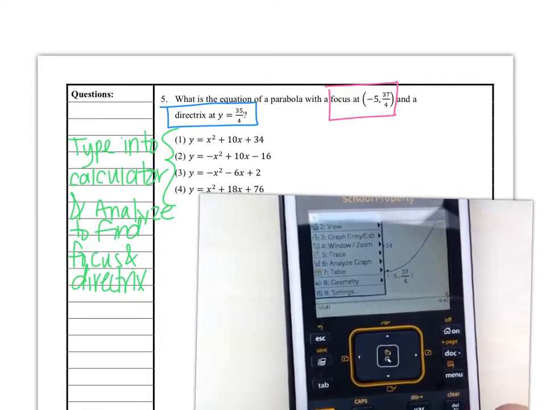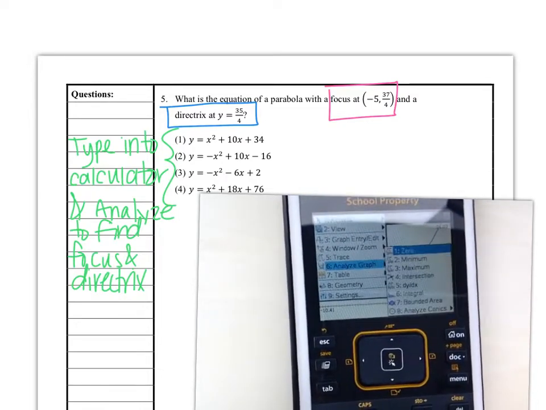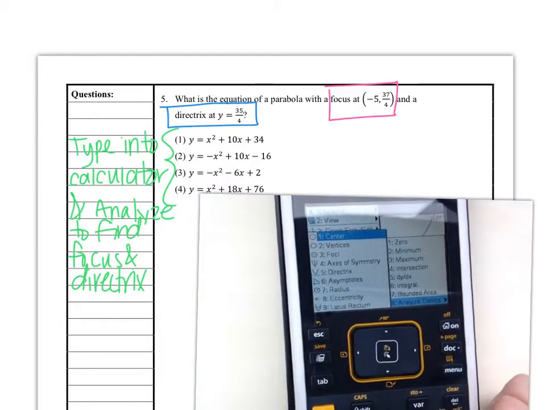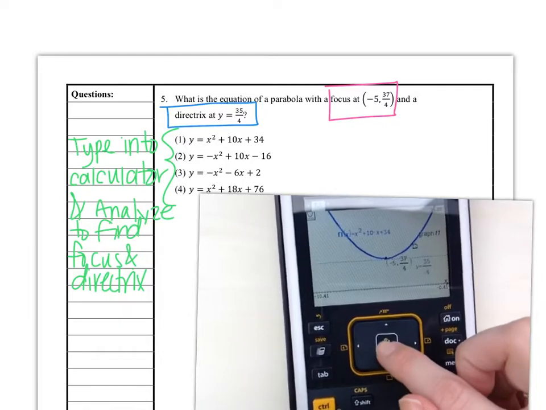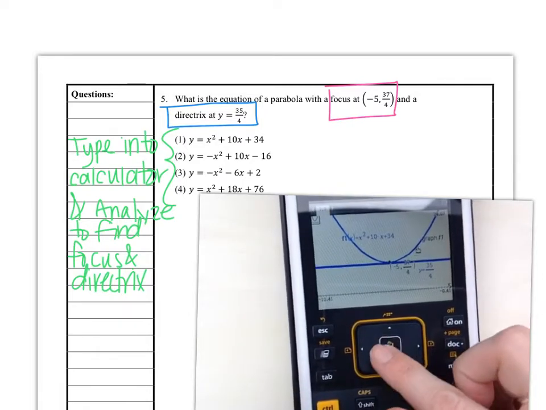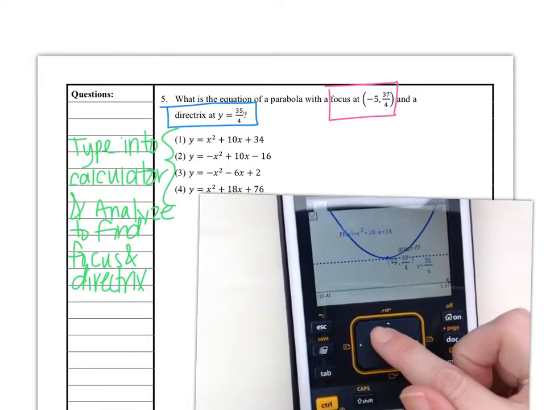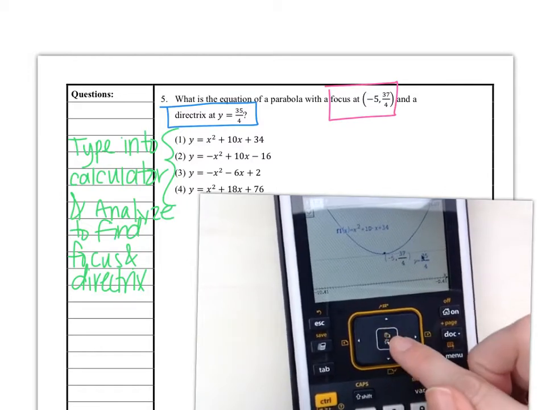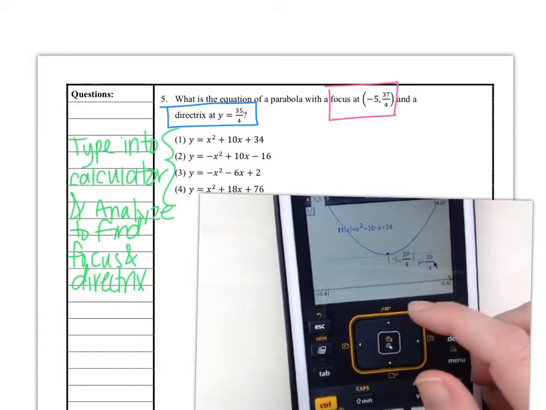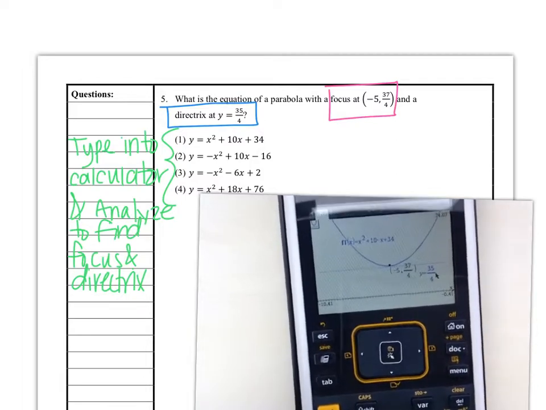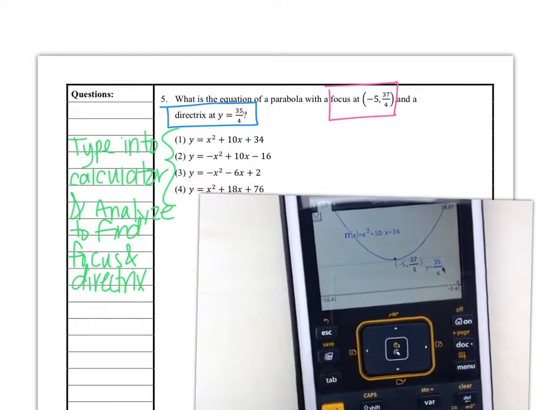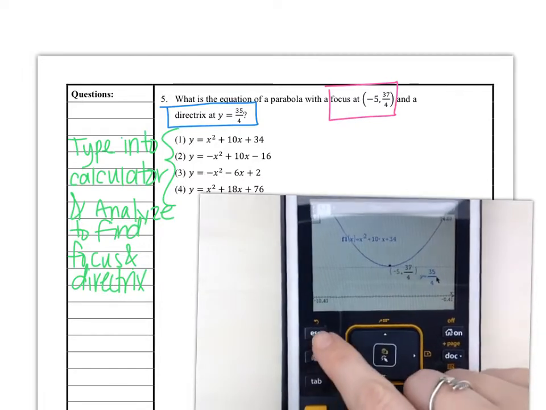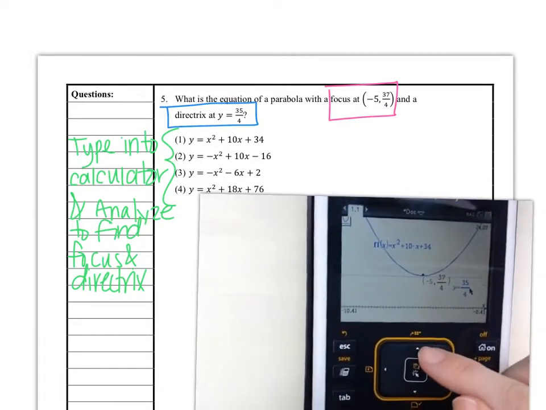So I'm going to go to menu again, analyze, so that's 6 and then 8, and then directrix is choice 5, just as we practiced on the previous page. And so I click on the graph, and again, it looks like they're pretty much touching one another, but it just means that they're very, very close. And here it said the directrix is 35/4. So it looks like choice 1 is my answer, but I'm going to try choice 2 just to show you guys the difference between the two graphs.